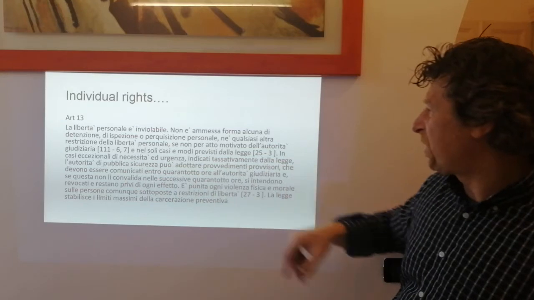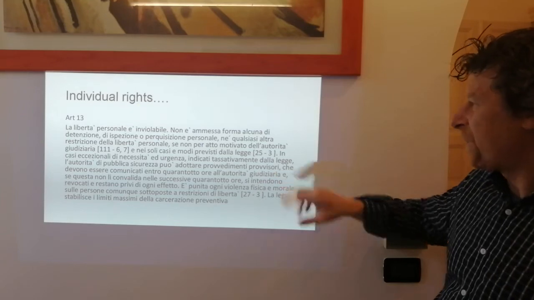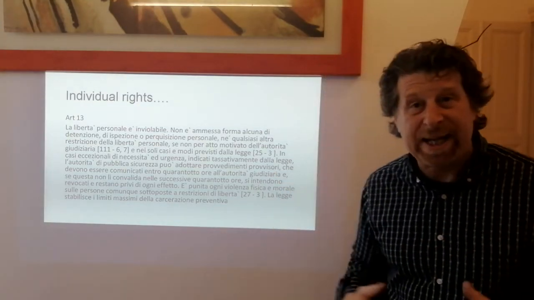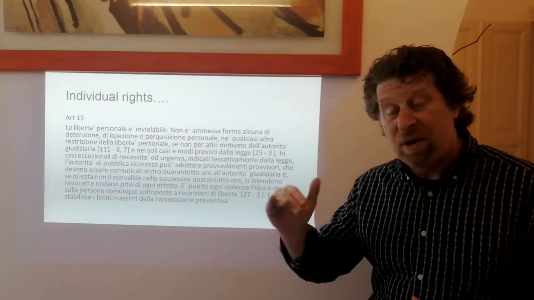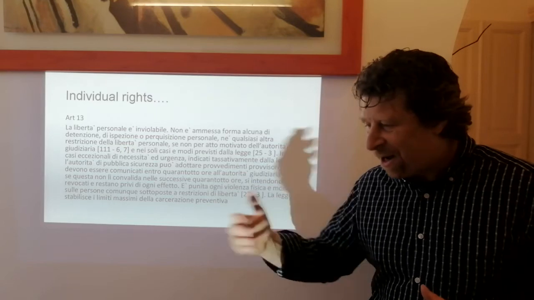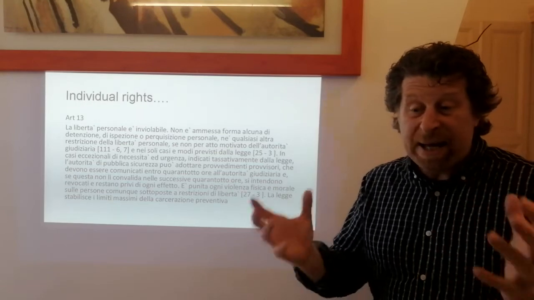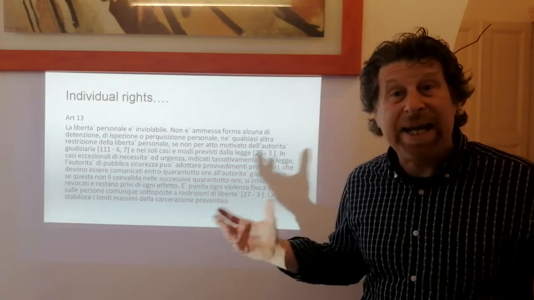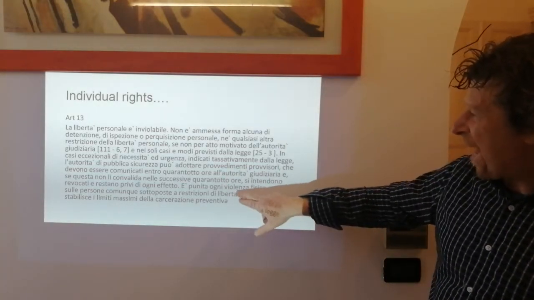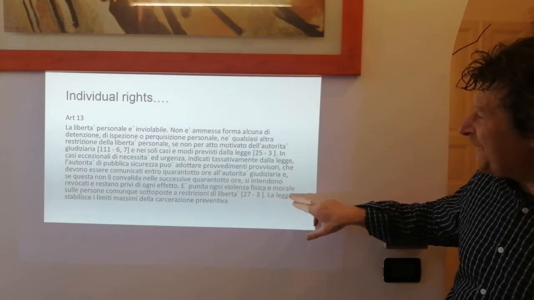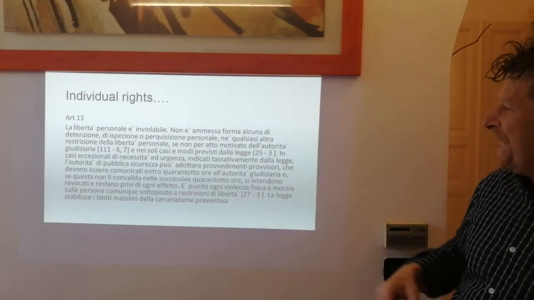L'autorità di pubblica sicurezza può adottare provvedimenti provvisori. Okay, so this is what Conte did. He did, actually not at the level of a law, but on the level of an administrative act, make it impossible for people to leave their region or their house, etc. Then it continues, è punita ogni violenza fisica e morale sulle persone comunque sottoposte a restrizioni di libertà.